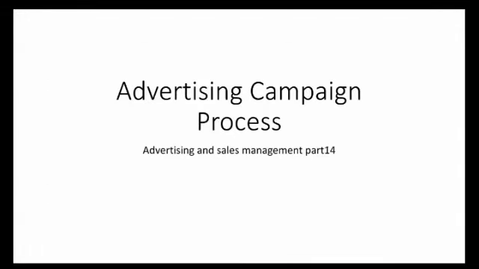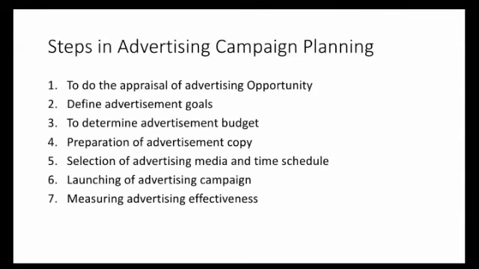Good morning, students. We are discussing the advertising campaign process. It consists of 7 steps. In the last class, we discussed 3 steps. First step is the appraisal of advertising opportunity, secondly, define the advertising goals, and third, determine the advertisement budget. And today we are discussing the fourth step, preparation of advertisement copy.